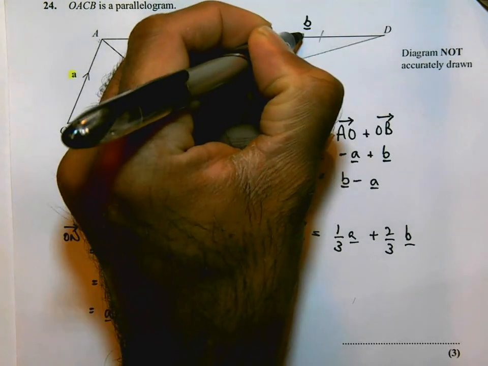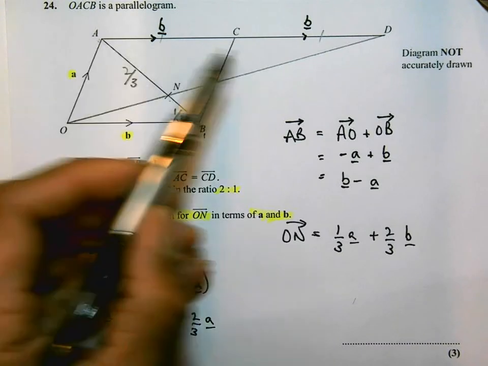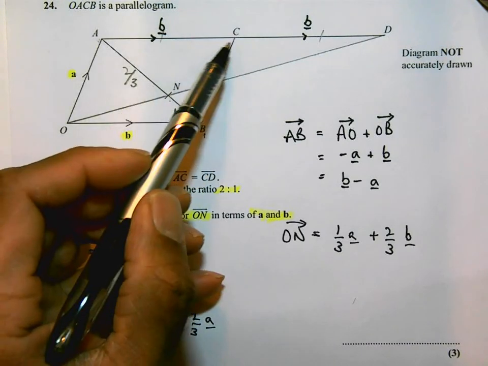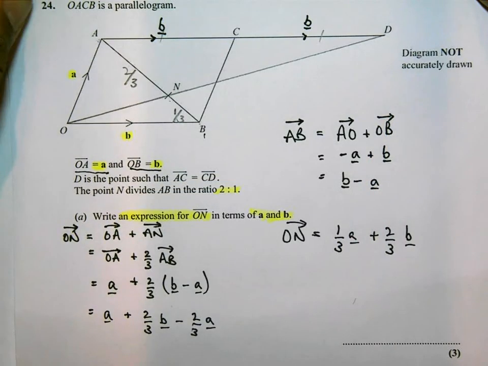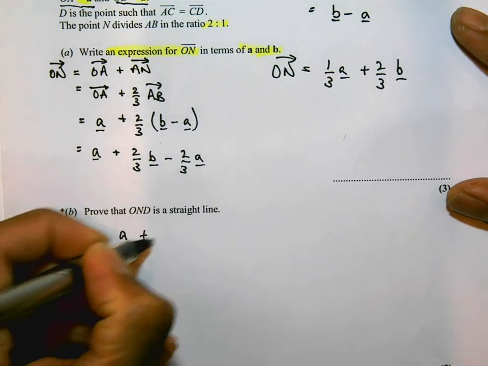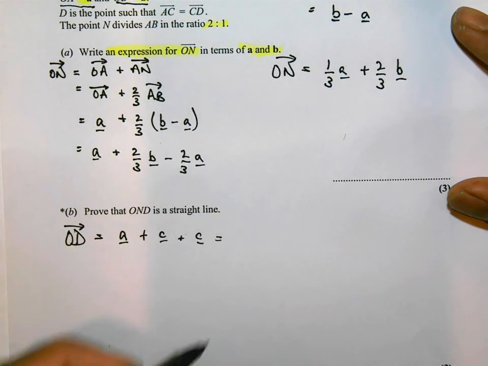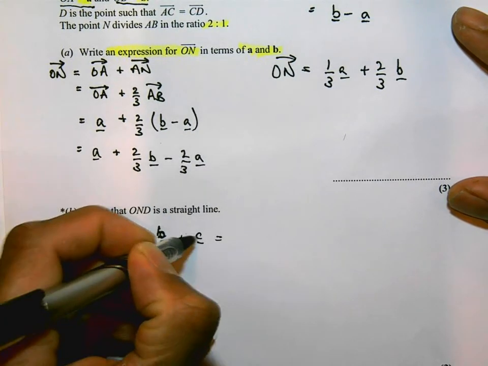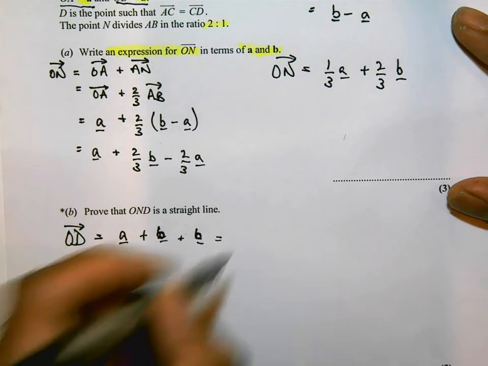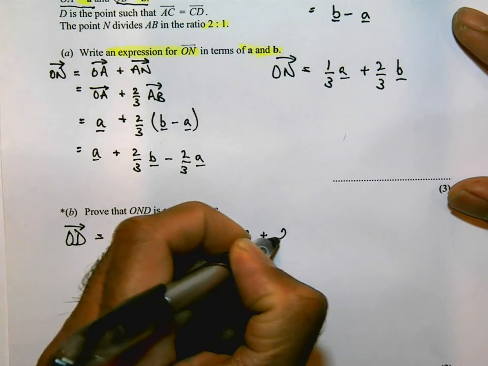So in order to get from O to D, I'm going to go from O to A, which is A, plus A to C, B, plus C to D, another B. So if I write that out, O to D is going to be A plus B plus B. Once you tidy this up, O to D is going to be A plus 2B. That is the vector O to D.